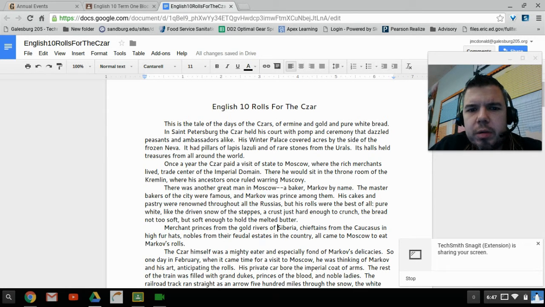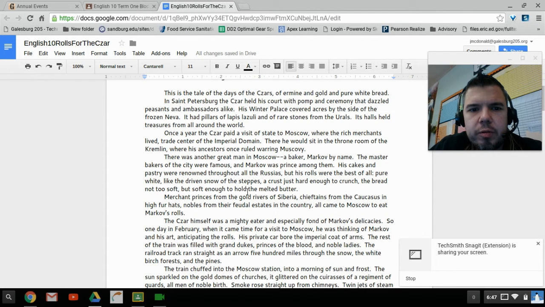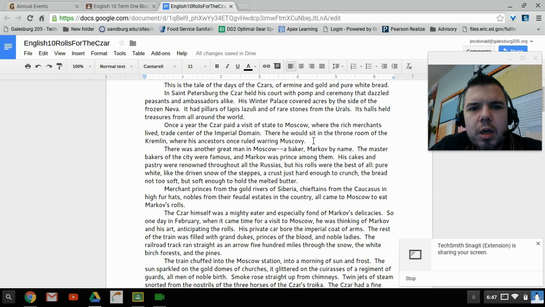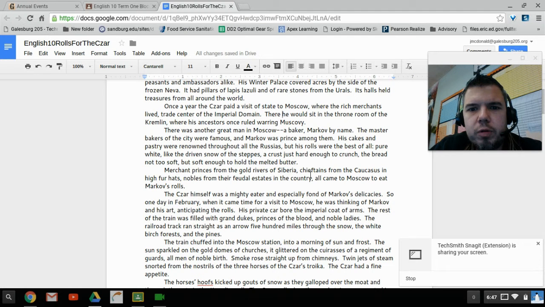Once a year, the Tsar paid a visit to Moscow, where the rich merchants lived, trade center of the imperial domain. There he would sit in the throne room of the Kremlin, where his ancestors once ruled warring Muscovy. There was another great man in Moscow, a baker, Markov by name. The master bakers of the city were famous, and Markov was prince among them.